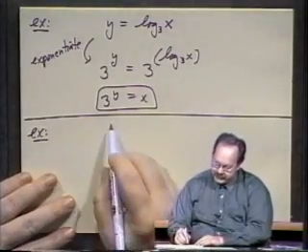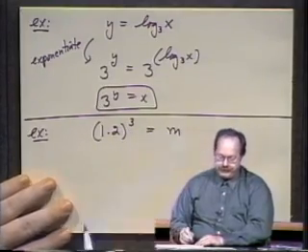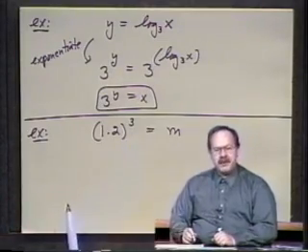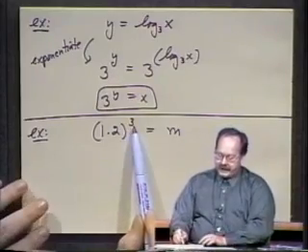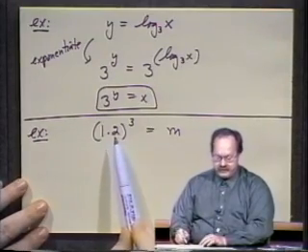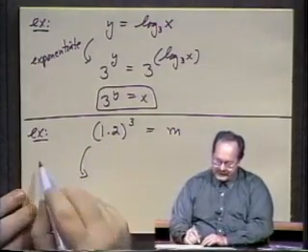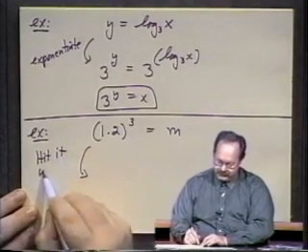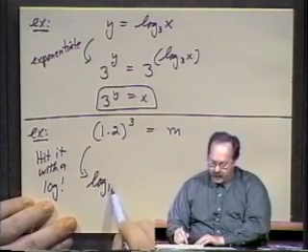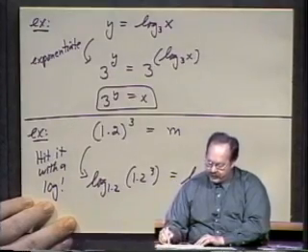Okay, let's try another one that's the opposite of this. Suppose I have 1.2 to the 3 power equals m. And I would like to somehow rewrite this so that I don't have an exponent involved. Well, I can bring this exponent down, this is an exponential function, by using the log function which has the same base as this. So what I like to say is, hit it with a log. So it will be log base 1.2 of 1.2 to the 3 power equals log base 1.2 of m.